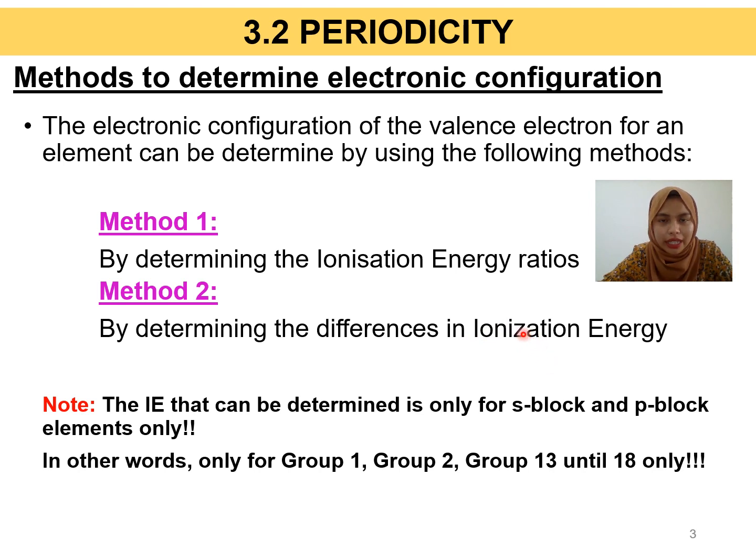Tapi tak semua elements yang kita boleh tahu melalui successive ionization energy. Okay, hanya elemen di S block dan P block saja. Kalau elemen ke S block mestilah di group 1 and group 2. Okay, kalau let's say elemen di P block mestilah daripada group 13 until group 18. Okay.